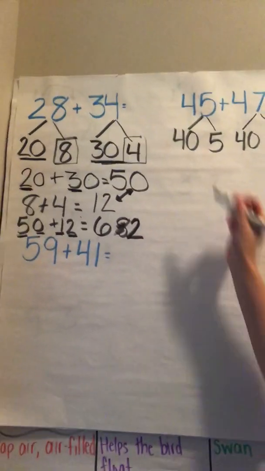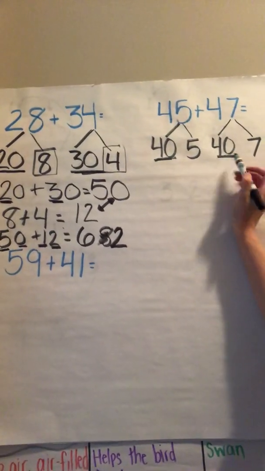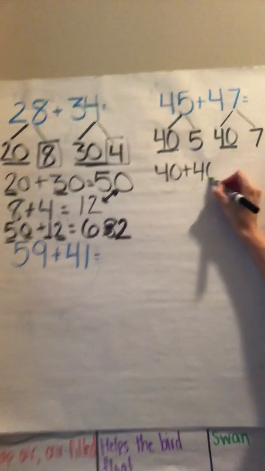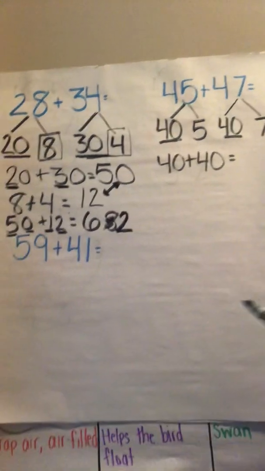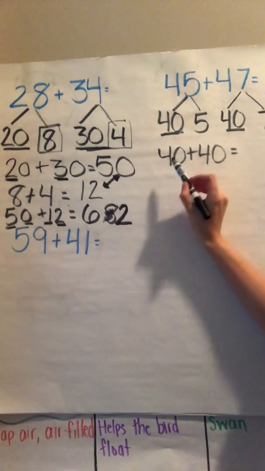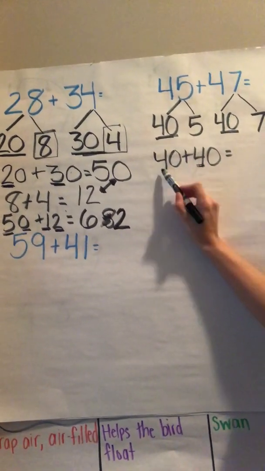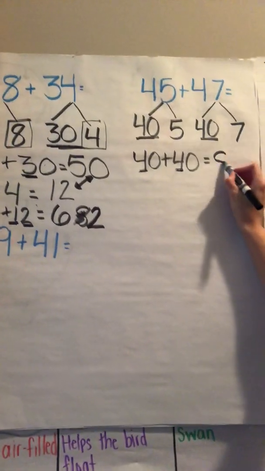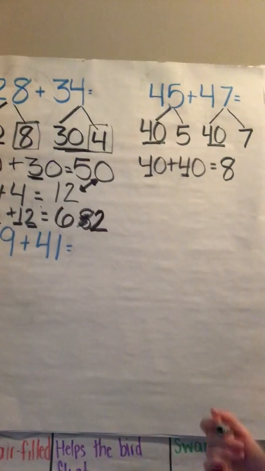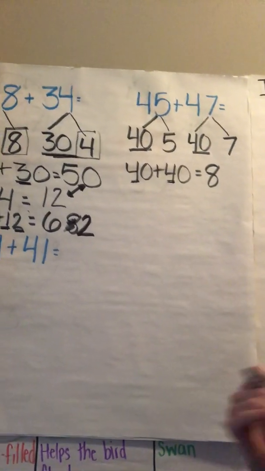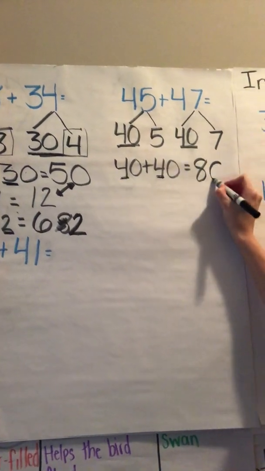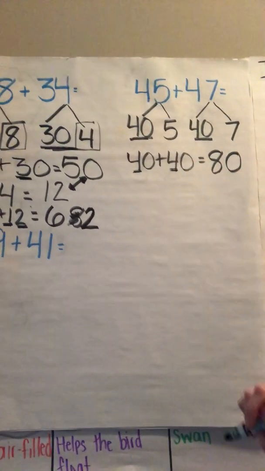Now we're going to do the same thing. We're going to add our tens together. So we have 40 plus 40 equals. So again, when we have 4 tens and 4 tens, 4 and 4 make 8, but since we're talking about our tens, we don't just say 8. When we have 8 groups of 10, we really have 80. We need to put that 0.